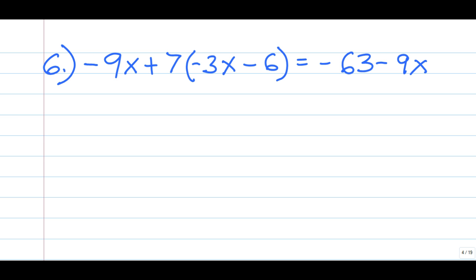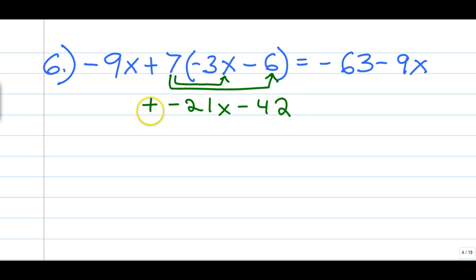Last problem in this section is number 6. We will be solving for x in problem number 6. Let's start by simplifying both sides of the equation. We can do this again by distributing our positive 7 through our parentheses. A 7 distributed through to a negative 3x creates a negative 21x. Then distribute the 7 to the negative 6 in the parentheses to create a negative 42.